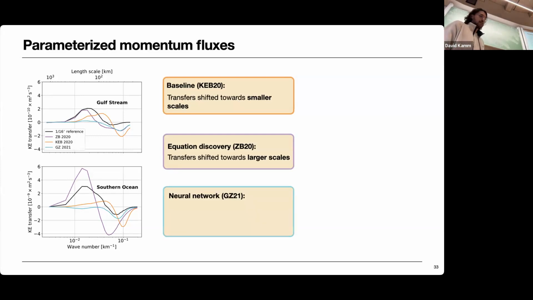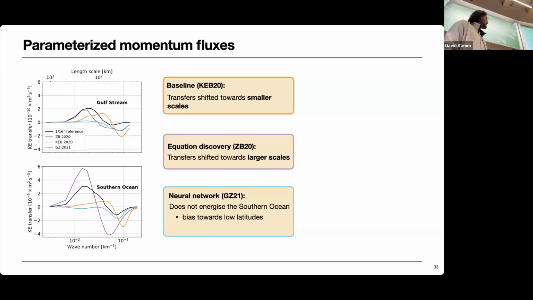However, for the neural network approach, we really found a big problem. In the Southern Ocean, as one example, but also in other regions, it does not energize the flow at all. It even takes out energy at the large scales. And we attributed this first to a bias towards the low latitudes, so that the parameterization towards the equator injects more energy, and it has less and less backscatter towards the high latitudes.